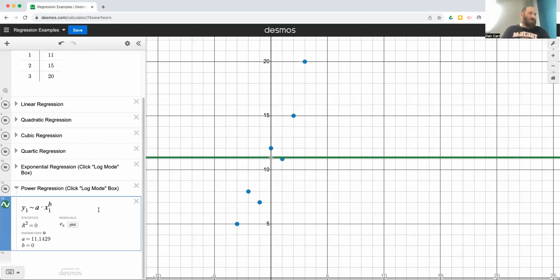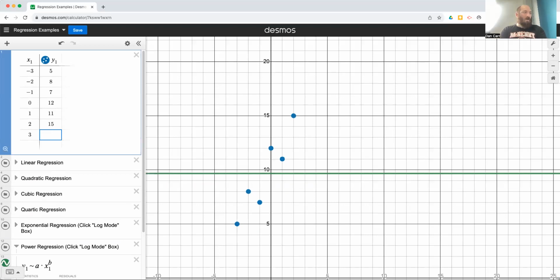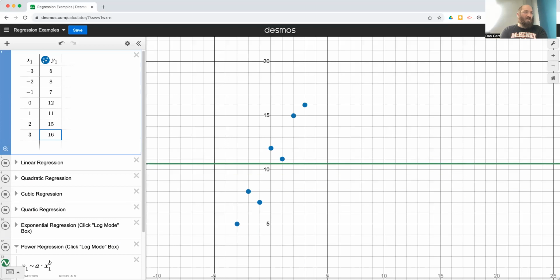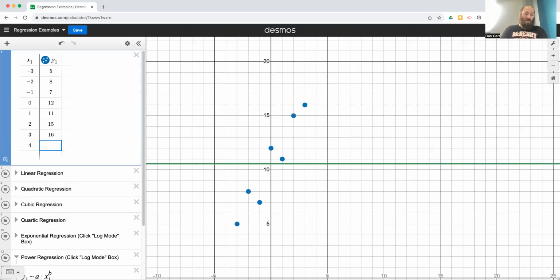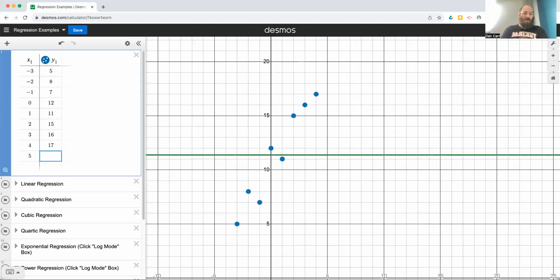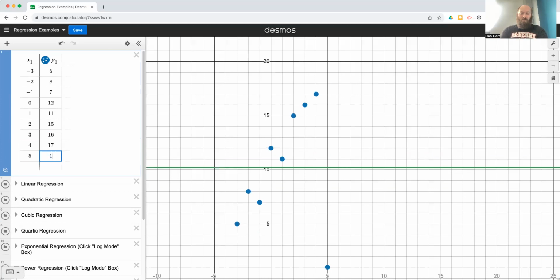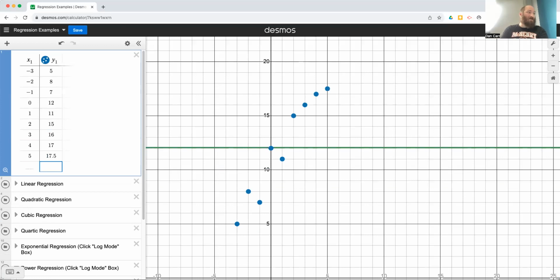So with the power regression, you might get something a little bit different. I'd have to pick up some different numbers. Let's see here. What if I start flattening that out? If I go to 15, go to 16, and we add some more numbers here. Let's go 4 goes to 17. Maybe it's 18 like that, or 17.5. Give me 1 second here.